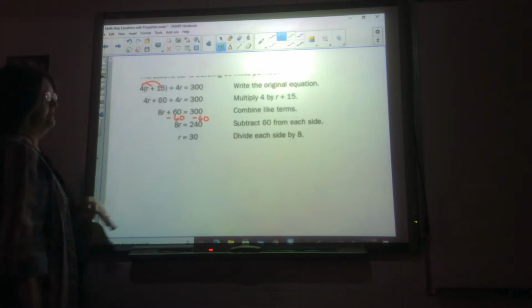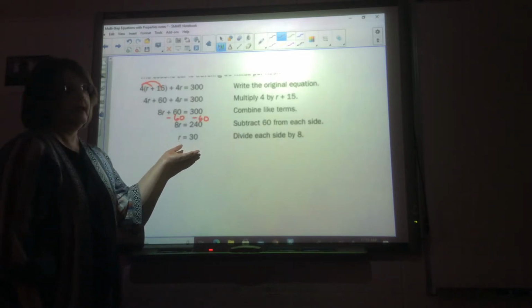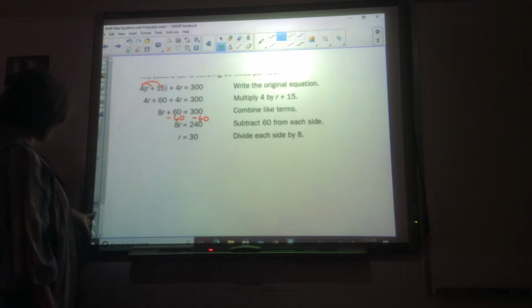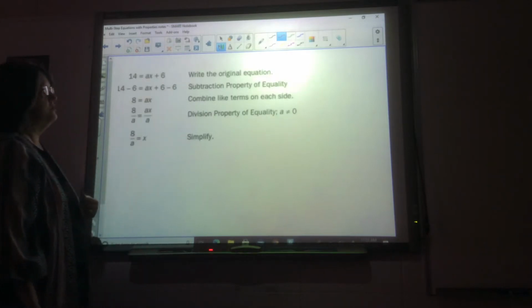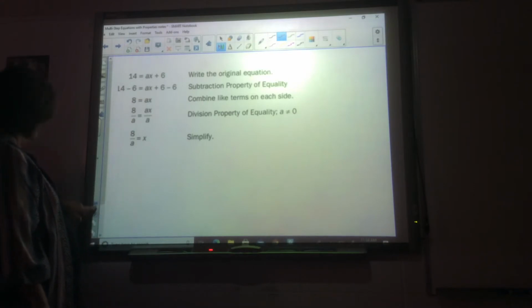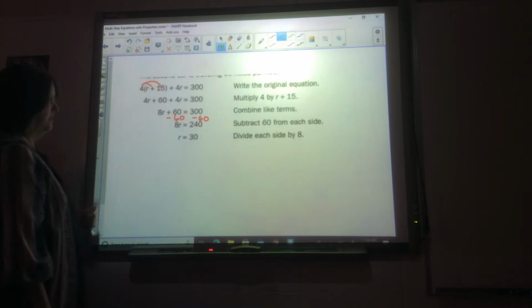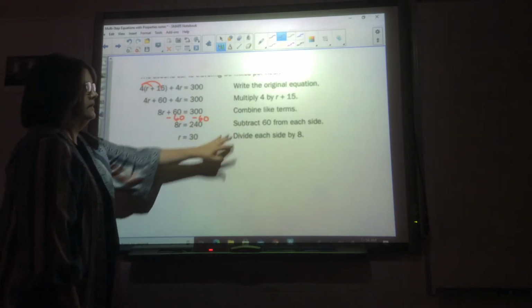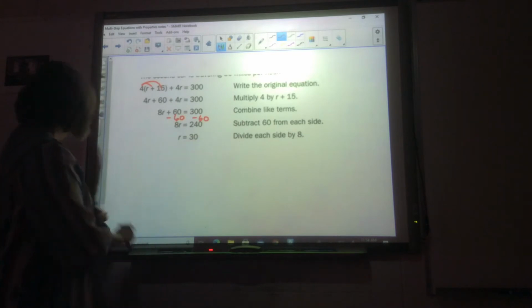So like I said, this is one example from the state. I honestly took it straight from there. And this is the other one. And they are using subtraction property of equality and division property of equality. And here, they did not. They said multiply by, divide by, and subtract from.